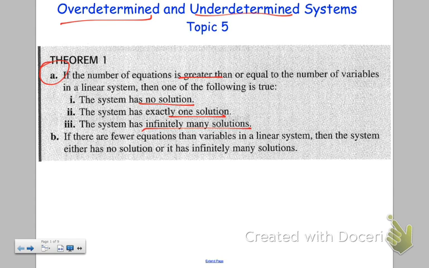Now, if we have fewer equations than variables, like x, y, z but only 2 equations, or 4 variables and only 3 equations, then the system has either no solution at all or infinitely many. There's no way to get a unique solution in that case.